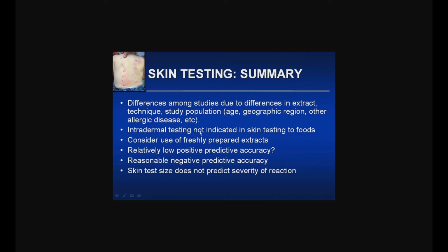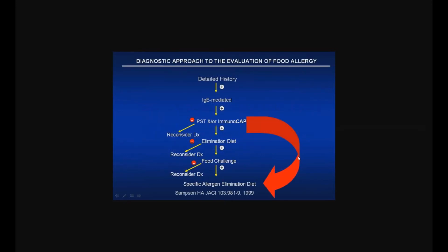We do not use intradermal testing, injection of small amounts of allergen underneath the skin, when evaluating patients with food allergies. And we often use freshly prepared extract in evaluating these patients. And the positive predictive accuracy is relatively low. The negative predictive accuracy is reasonable, but you have to be careful because it doesn't mean necessarily that the food absolutely does not cause a reaction. And a skin test size doesn't predict severity of reaction. It does predict likelihood of reaction. So the bigger the skin test, the more likely you are to react on exposure to that food.